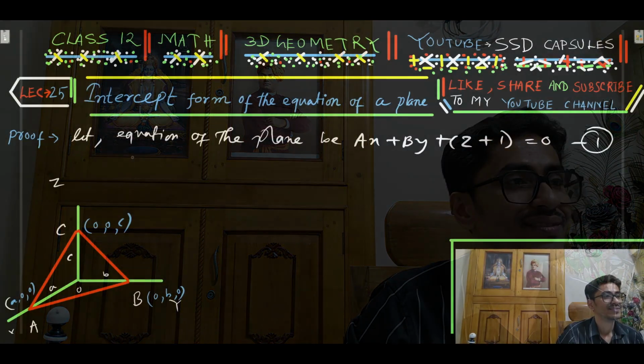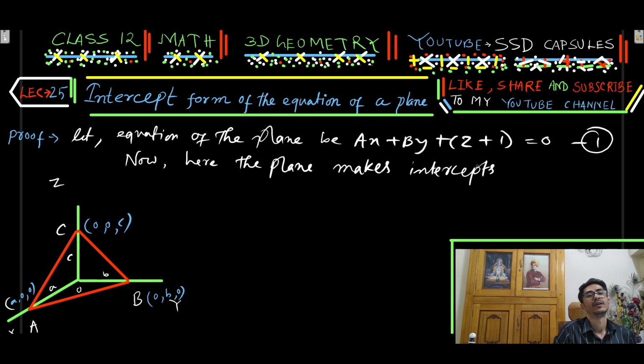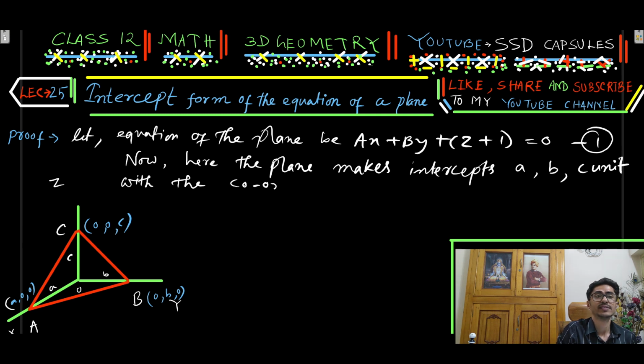So now here the plane makes intercepts a, b, c unit with the coordinate axes.